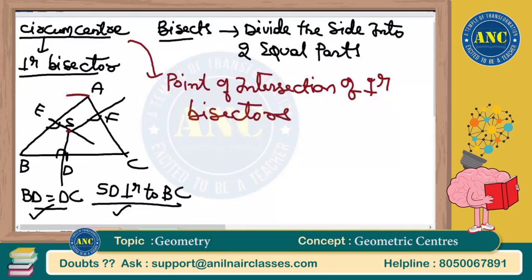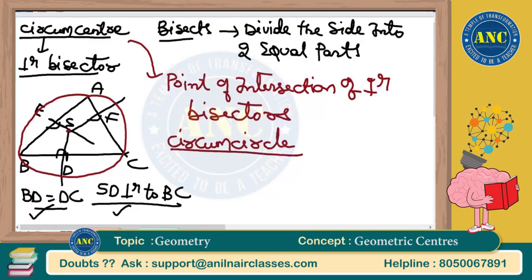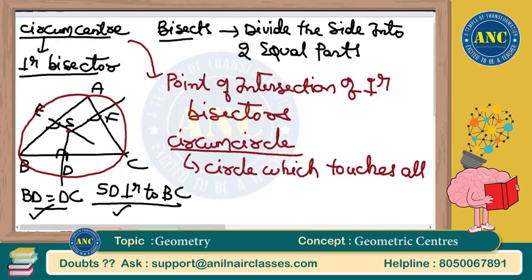From this, if I take a center and draw a circle, the circle which touches all the vertices of a triangle is called the circumcircle. Circumcircle is a circle which touches all the vertices of a triangle.